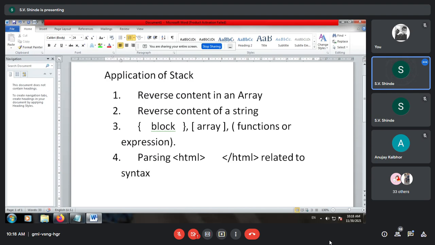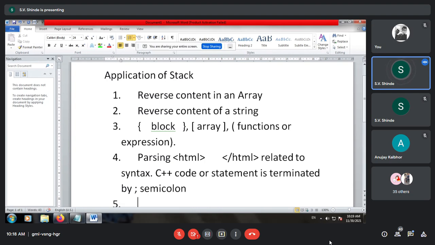You might have other examples, in C++. A code statement is terminated by a semicolon. So this rule is to be verified by the compilers, and therefore this is one of the applications.